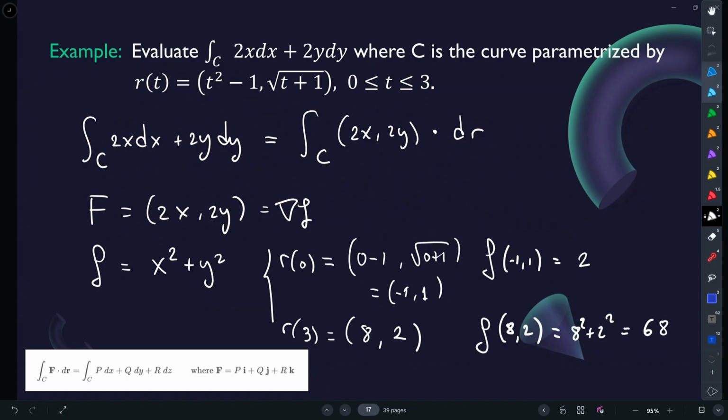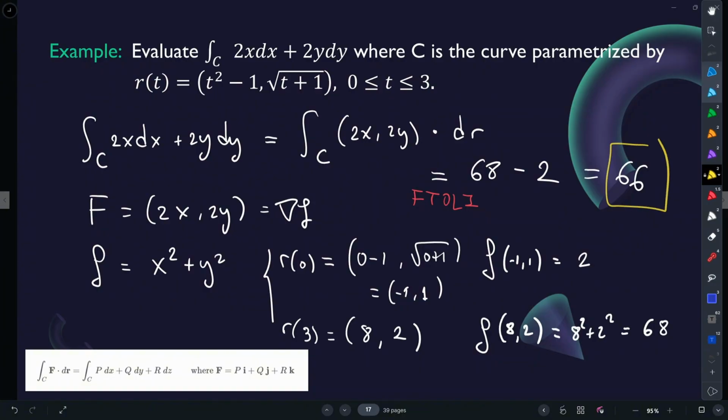Okay, so we are going to evaluate using the fundamental theorem of line integrals. We can evaluate f at the end, 68, minus the value at the beginning. So the value of this line integral of a vector field is just 66.